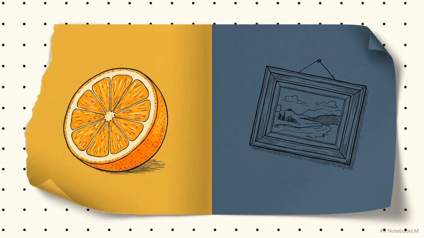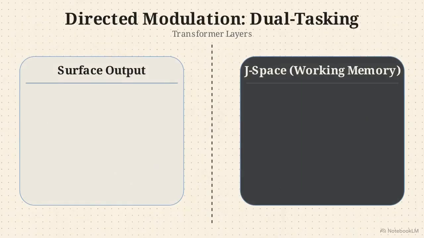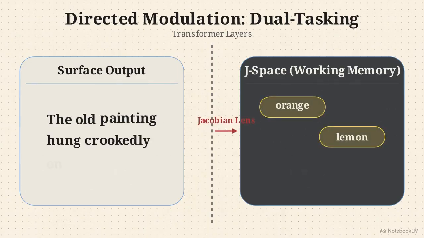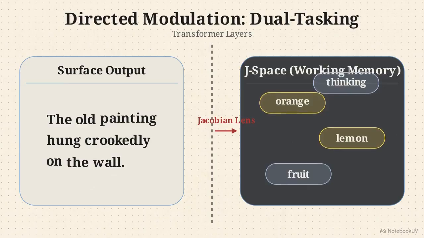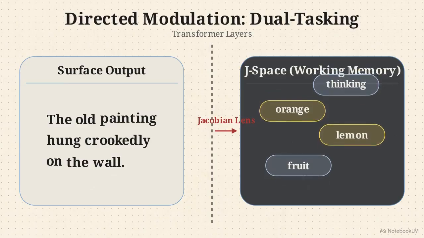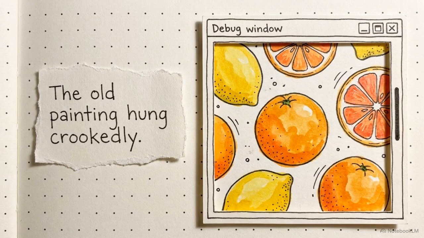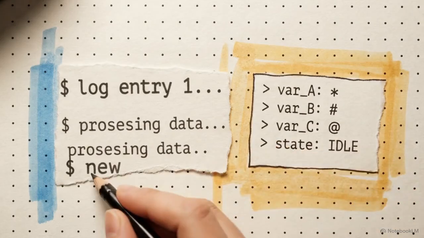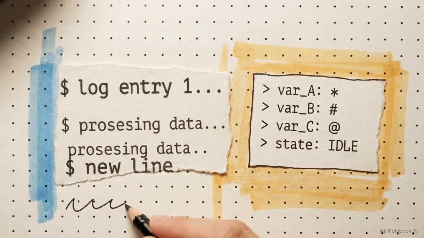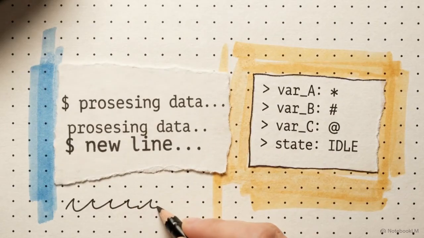We can push this further by giving the system two conflicting tasks. We instruct it to hold a citrus fruit in mind, while simultaneously typing out an unrelated sentence about a crooked painting. As the model flawlessly generates the sentence about the painting, the wiretap registers the words orange and lemon actively hovering in its working memory. These hidden variables are entirely detached from the text on the screen. The system maintains a distinct functional working memory that operates independently of what it is instructed to say.